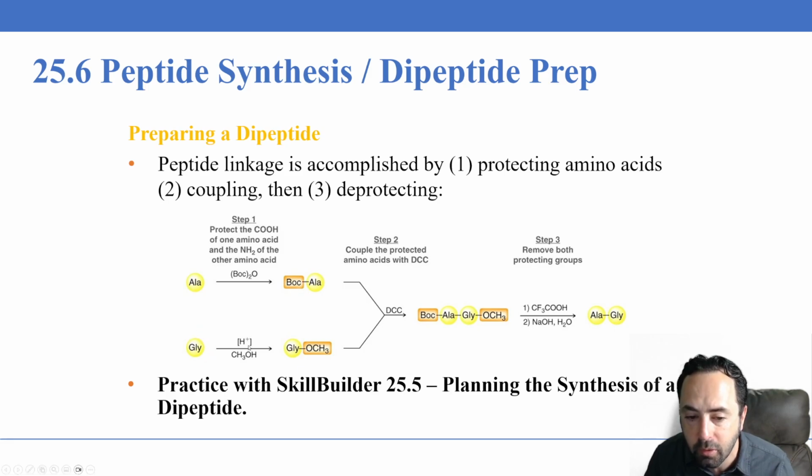For glycine, we want to protect the C-terminus side, so we react with an acid catalyst and methanol to produce a methyl ester. At that point, we can use DCC to produce the peptide bond for us between the alanine and the glycine, and then we will react with trifluoroacetic acid to deprotect and break the amide bond to the Boc group, and then we'll use sodium hydroxide and water to hydrolyze the ester on the C-terminus side, and then we get the dipeptide.